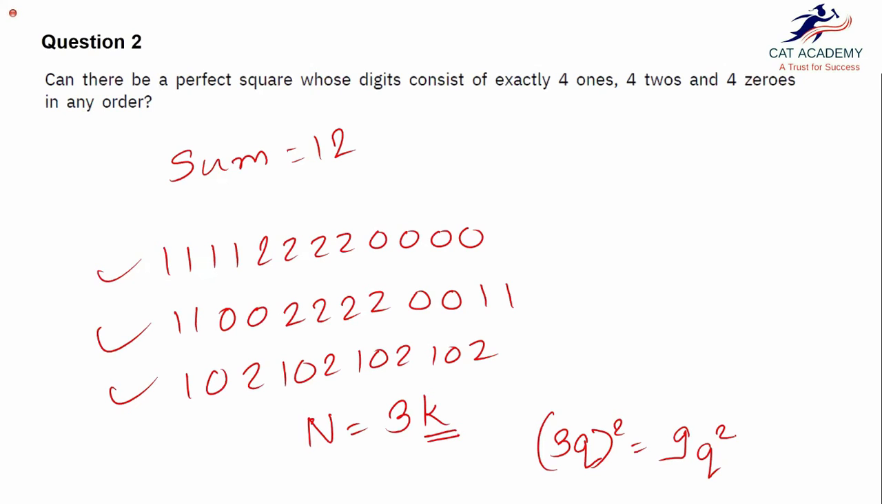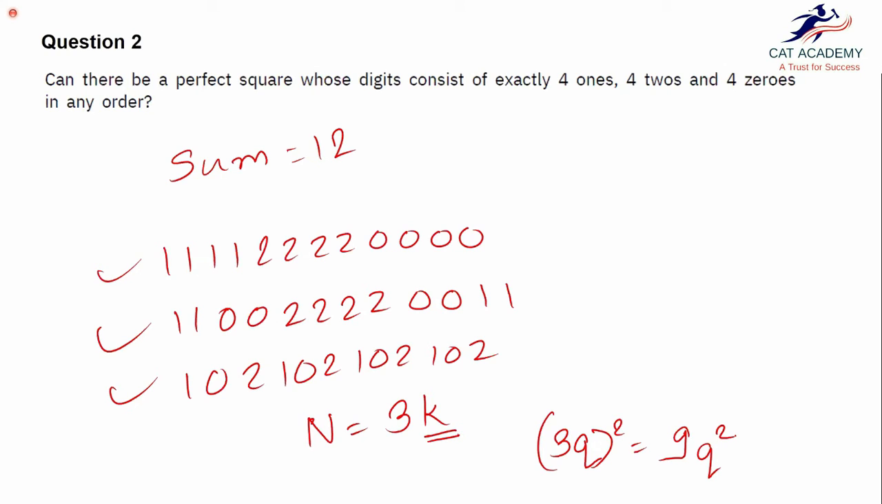Agreed, everyone? So the answer for this one would be: no such square is possible. Does everyone agree to this, or is there any doubt? Explain again. Okay. Samarth, as I was saying, the summation of digits over here is 12, which means the given number is divisible by 3, but it is not divisible by 9. The given number is divisible by 3, but it is not divisible by 9, right?